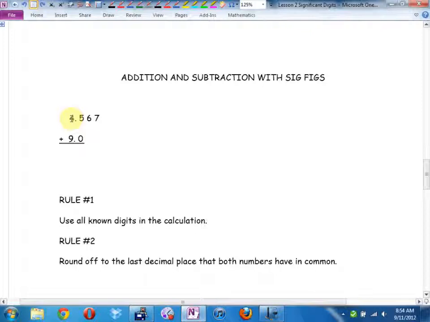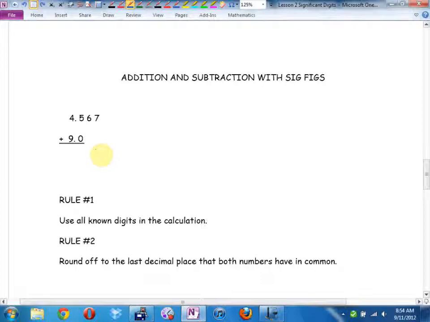Addition and subtraction with sig figs. Sadly, the rule here has nothing to do with how many sig figs are in your original information. The answer is not going to be to 4 sig figs. It's not going to be to 2 sig figs. It might be, but it might not be.